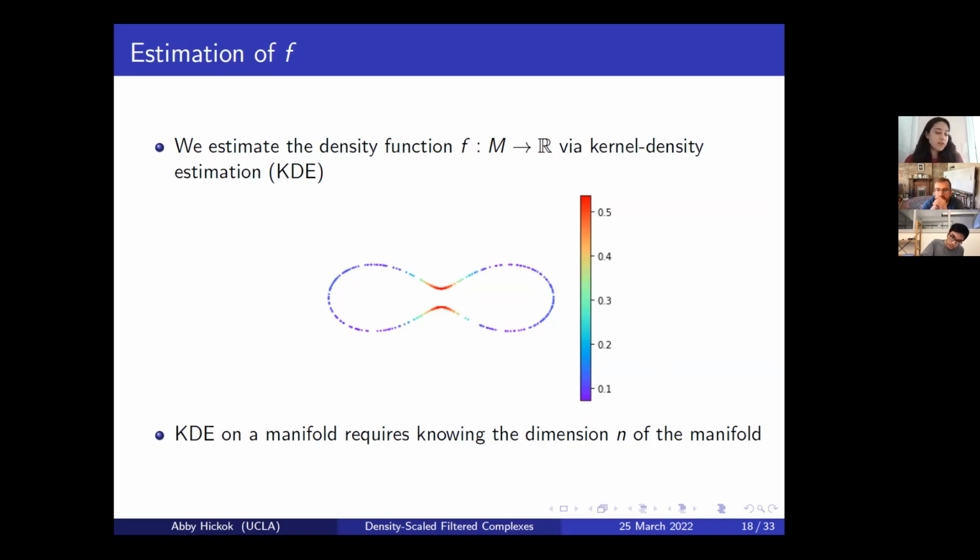Something to note here is that kernel density estimation on a manifold requires knowing the dimension n of the manifold. You do not want to do kernel density estimation using the dimension of the ambient space. You will get the answer wrong. So this implementation does require knowing the dimension. There's lots of work on dimension estimation. For example, local PCA is one way you can do it, or whatever your favorite method is, but you do need some estimation of the dimension.